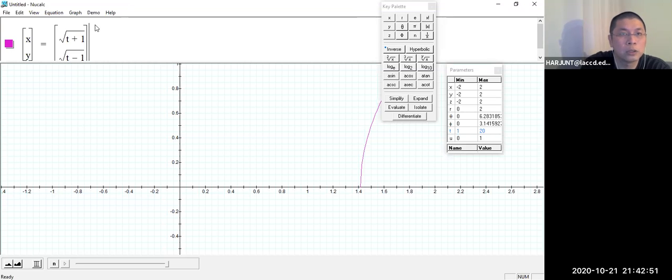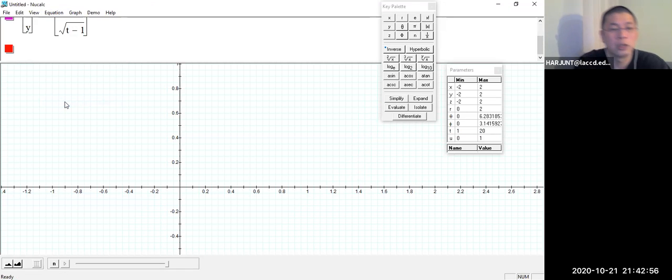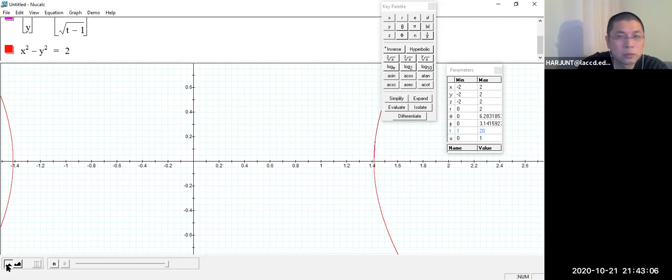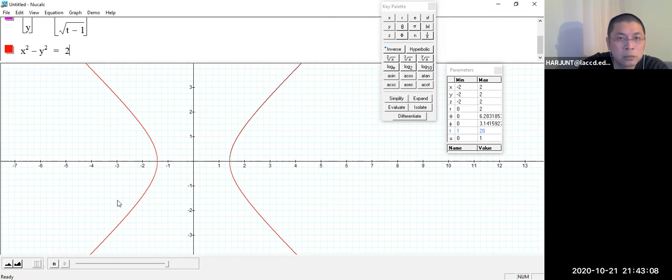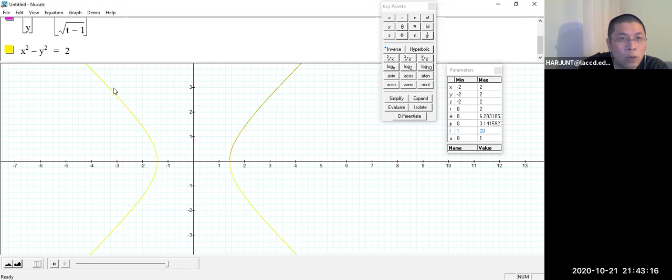The good thing about this, we can graph another equation. Say a new equation, x squared minus y squared equals 2. You see that now? Okay, the color is supposed to be yellow. Let me change this to yellow. Now you see, the yellow one is the hyperbola, right? Okay, the purple one is only this part. Okay, that's for number 16.